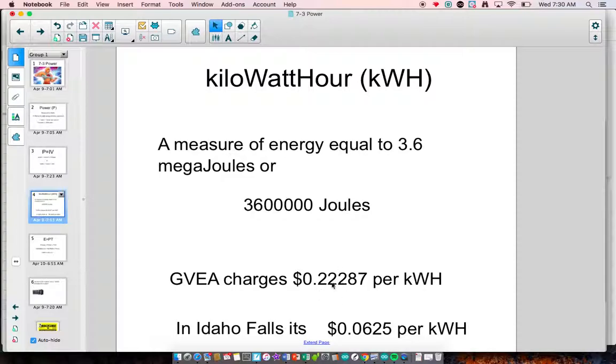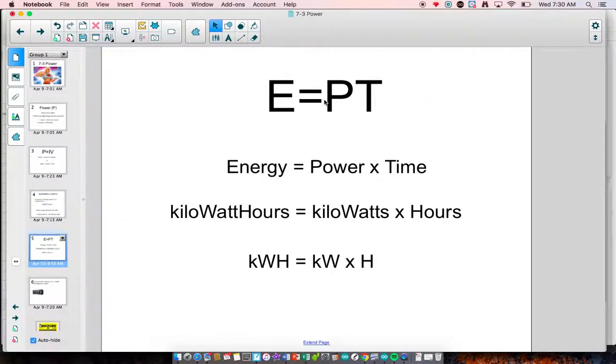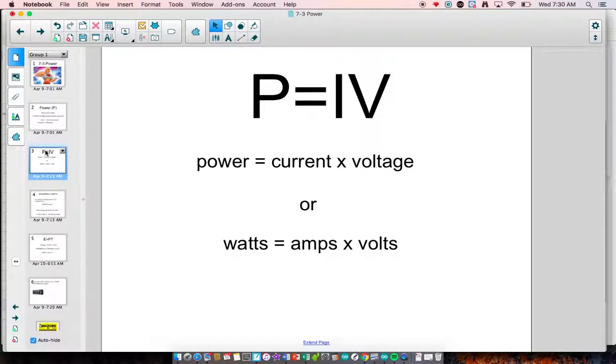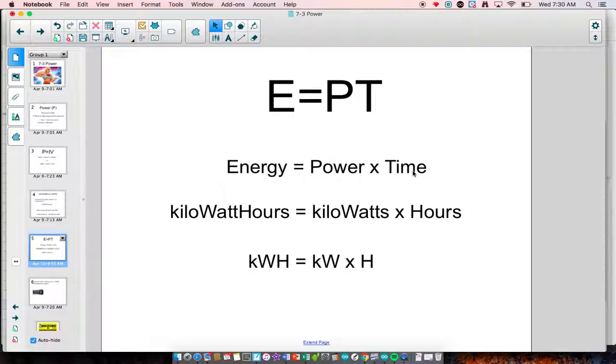They charge this price, 0.22287 per kilowatt hour. Okay, so if you want to figure out how much energy you're using, energy is equal to kilowatt hours. It's equal to the power that you're using. Power is what we learned before: current times voltage. It's equal to the power that you're using times time. And this is the equation that you're going to be using today in your assignment. So kilowatt hours is equal to the number of kilowatts times the number of hours being used, or kWh equals kW times h. Pretty straightforward.